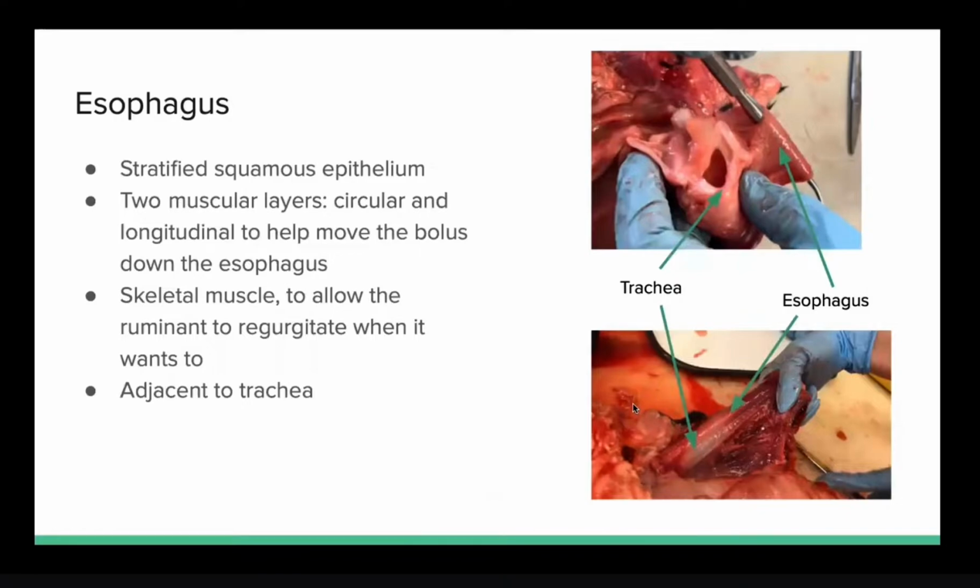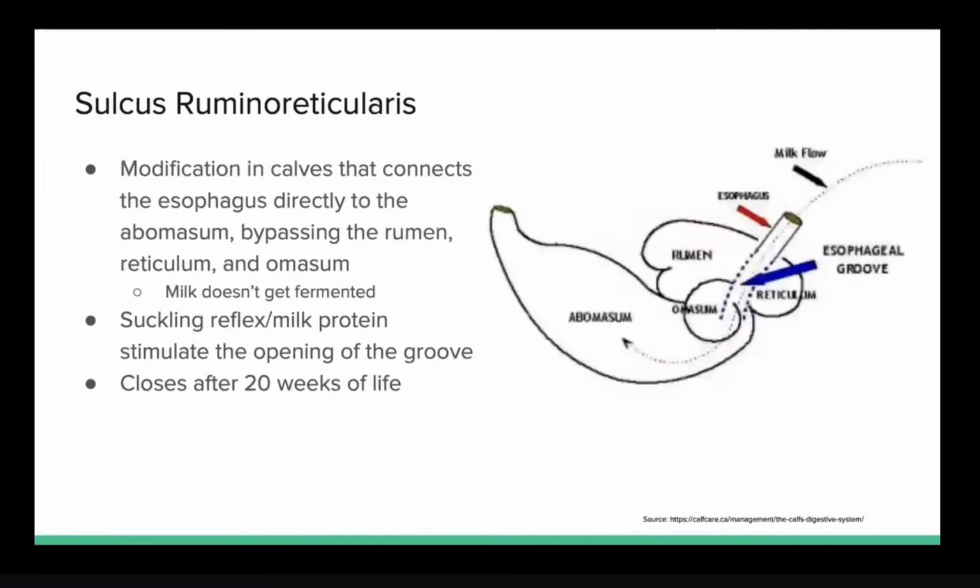The esophagus is lined by stratified squamous epithelium. It has two muscular layers, which are circular and longitudinal, to help move the bolus down the esophagus in peristalsis. And it's lined by skeletal muscle to allow the ruminant to regurgitate its food when it wants to, and it's adjacent to the trachea. The sulcus ruminoreticularis is a modification in calves that connects the esophagus directly to the abomasum, bypassing the rumen, reticulum, and omasum, so that milk doesn't get fermented.